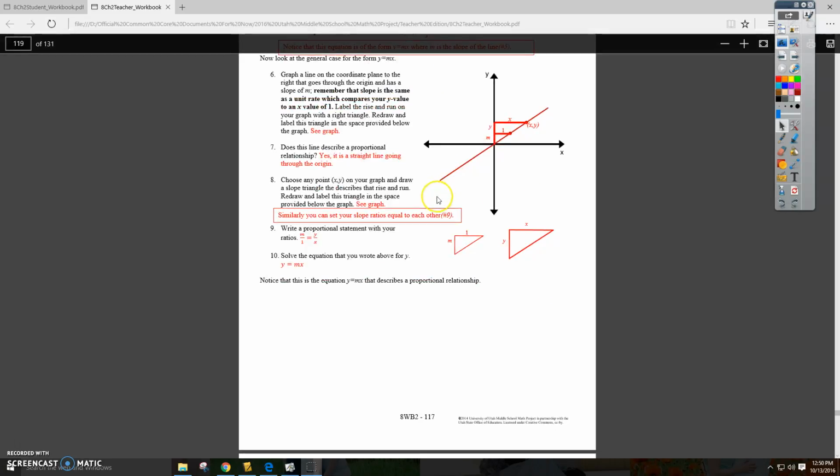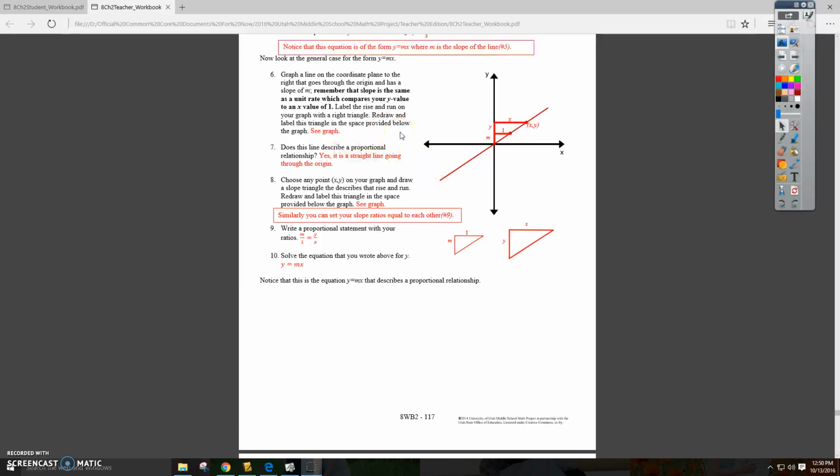So now we look at a general case. Instead of using a rise of 2 and a run of 3, we're going to do the same thing we did up above, but now we're going to do it with a general case. So it says graph a line on the coordinate plane to the right that goes through the origin and has a slope of m, meaning we're going to rise m and we're going to run 1. So whatever m is, because m is our slope or our rate of change. In this case, it's our proportional constant.